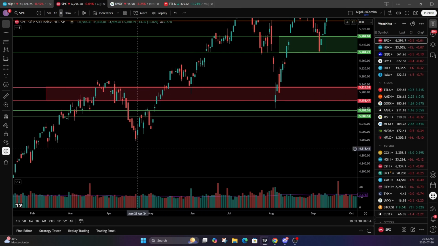So that is pretty much the concept of order blocks, right? Pretty much using the demand zones and supply zones to look for areas where price might reject, or where we could get a possible breakout play to the upside, right?